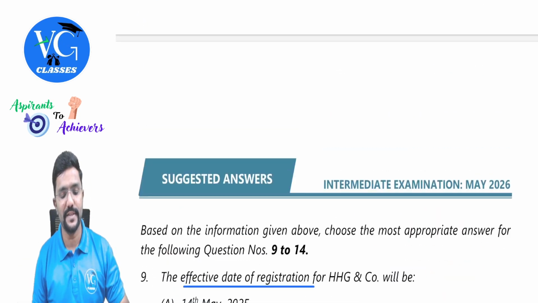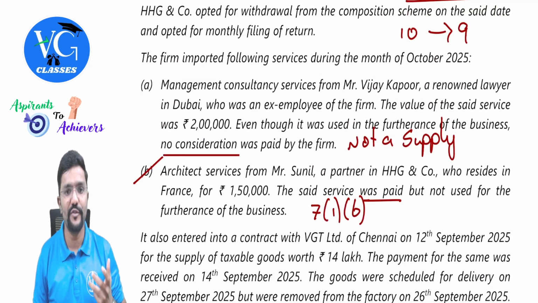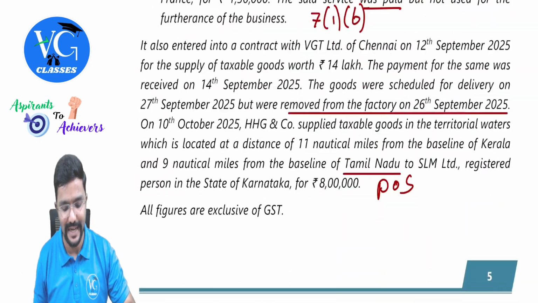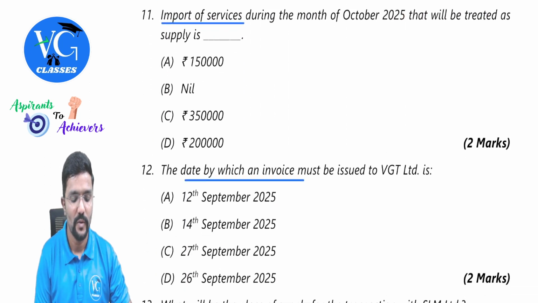Then coming to import of services, only the second one is taxable, the value of which is 1,50,000, whereas 2 lakh is not taxable. So only 1,50,000.